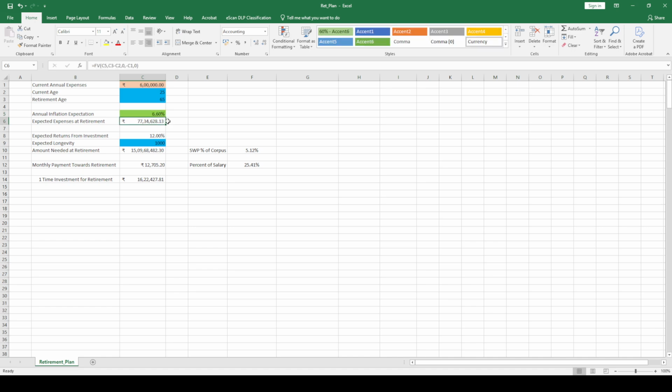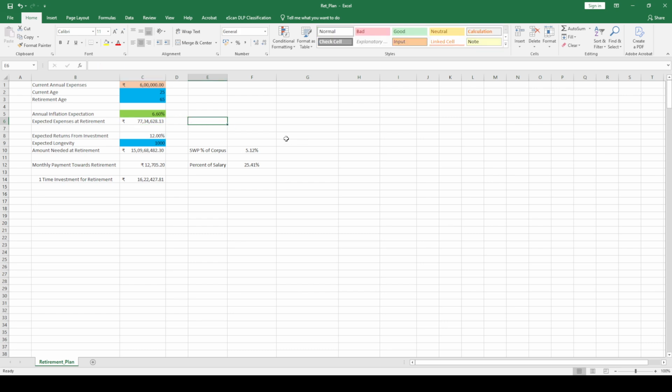You'll get this figure, 77 lakh 34,000 rupees. I use the future value formula on Excel. You can see I put the rate of inflation here, nominal rate, the rate of inflation, the number of years till retirement, which is your retirement age minus current age, and the present value. This is it. There's no payment because you just put in the amount here.